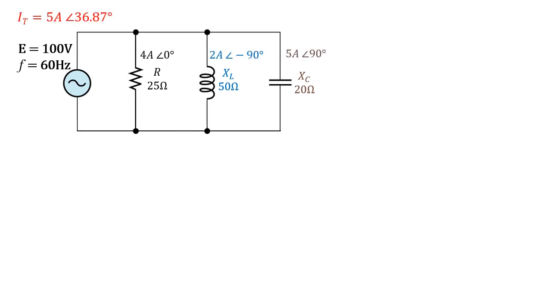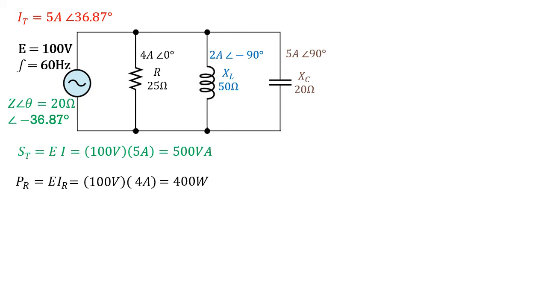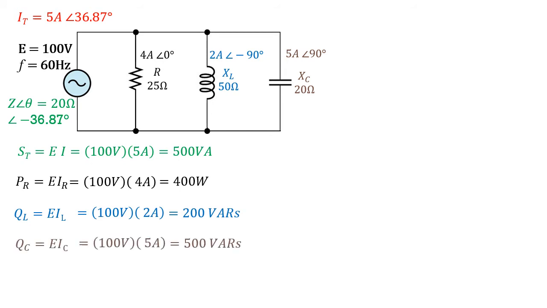Now that we've calculated all our individual branch currents, we can go on to calculate all our individual powers, where our total apparent power, E_T I_T, will give us 500 VAs. Now, as we stated earlier in our tenets, our individual powers should add up to our total power. When we calculate out our resistive power, we get 400 watts, our inductive reactive power, 200 vars, and our capacitive reactive power, 500 vars.